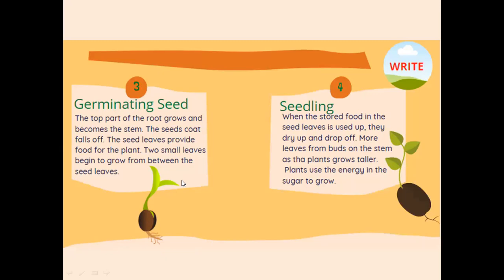Number 4 is the seedling, when the stored food in the seed leaves is used up. That means they are going to dry up and drop off. So more leaves form from buds on the stem. If you see this picture, the seed has started growing and it has a small stem and more leaves. As the plant grows taller, the stem is going to give you more leaves. The plants use the energy in the sugar to grow.